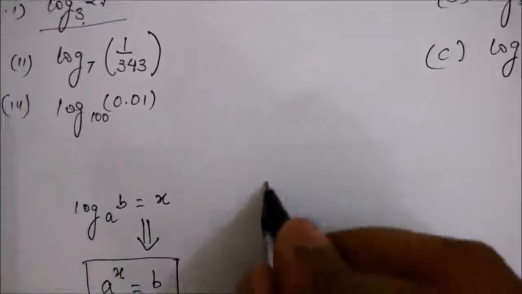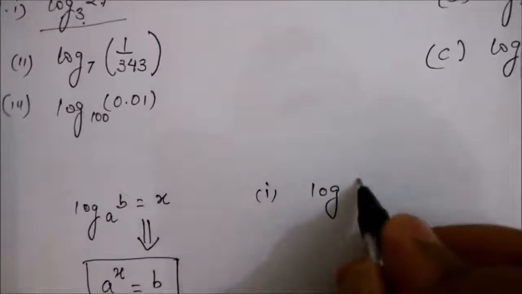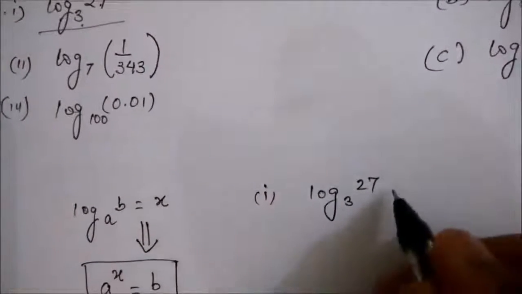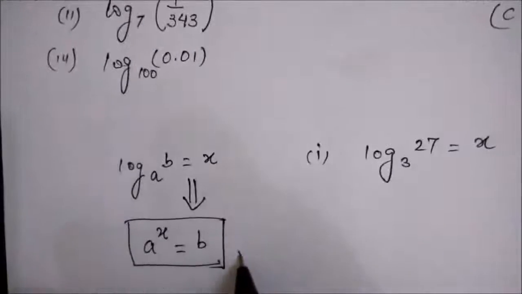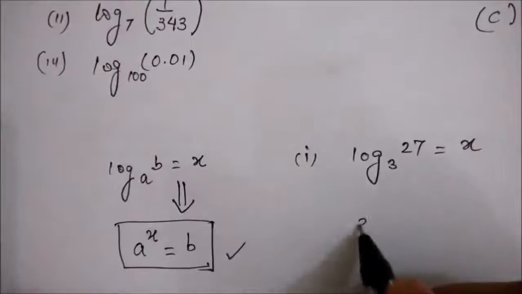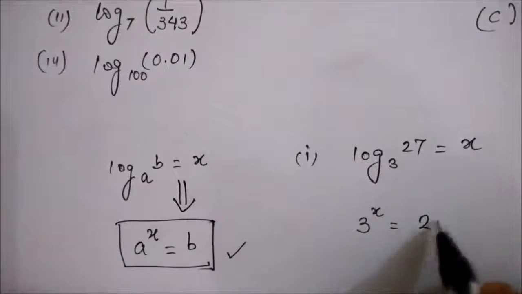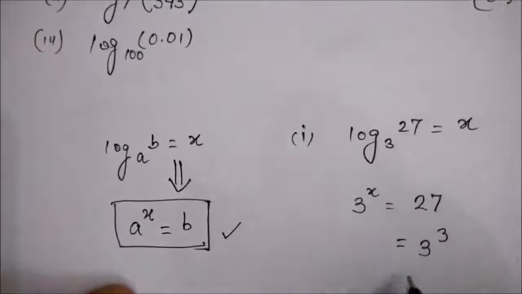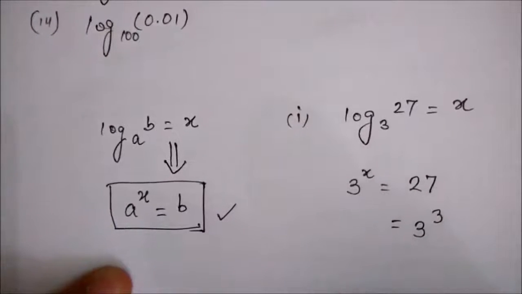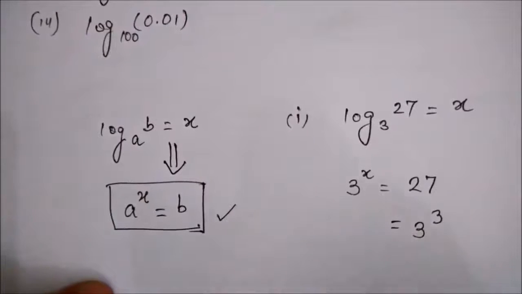So let's go to the first question. The first one was log 27 to the base 3. Let's consider the answer as x. Using this formula, 3 to the power x will be 27, which is equal to 3 to the power 3. Therefore, x is equal to 3.